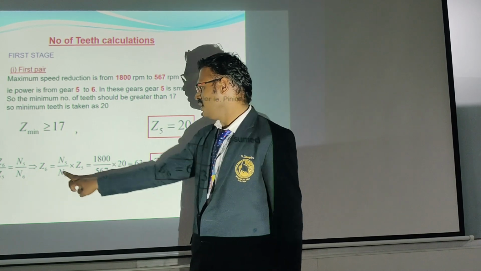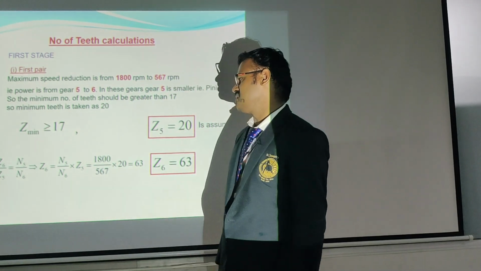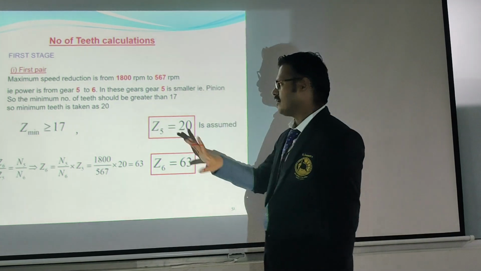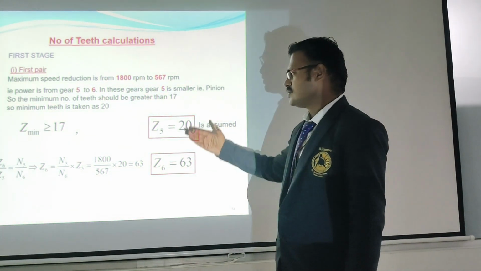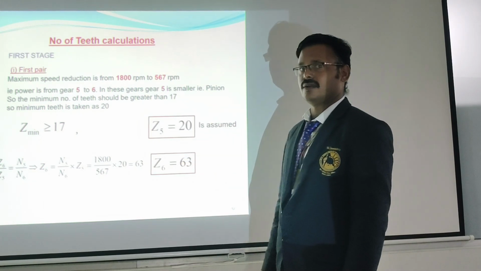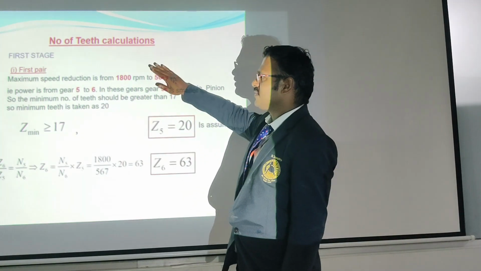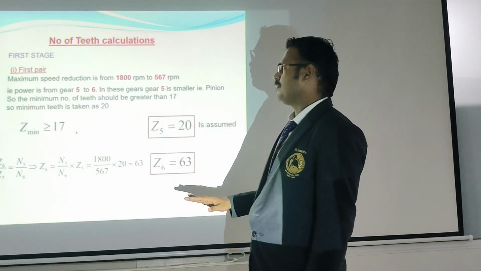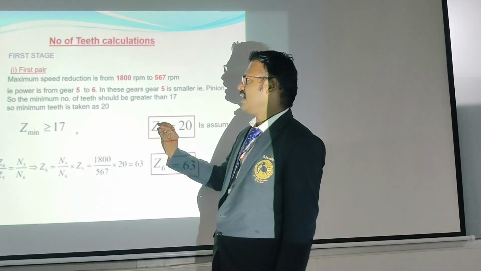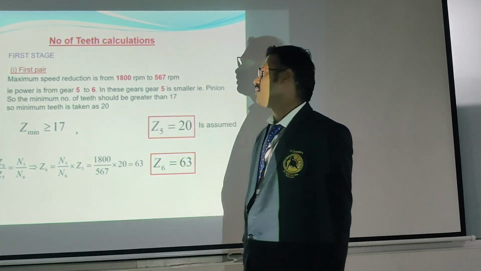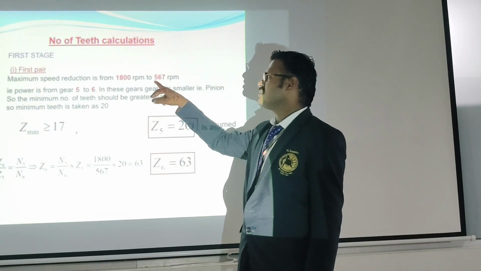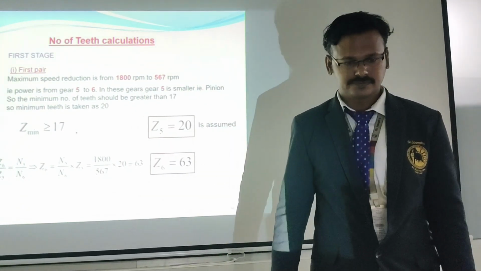I am substituting, Z6 value as 63. Already we have assumed Z5 as 20. So Z5, Z6 I have found. So first pair in first stage I have done. In first stage I have to do the second pair. So for that I have to choose the 1 to 2 gear. The same input RPM 1800, but the output speed alone will vary.